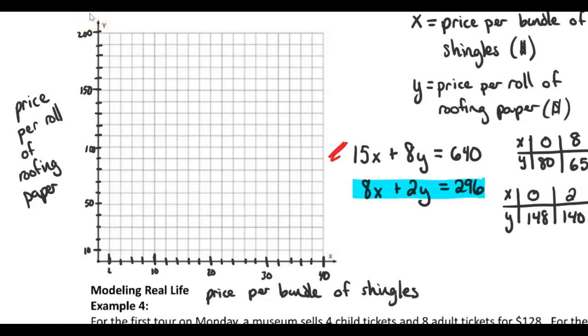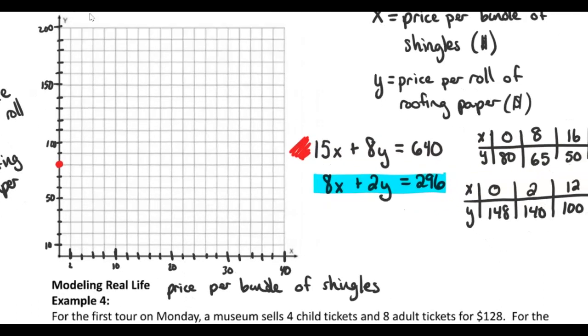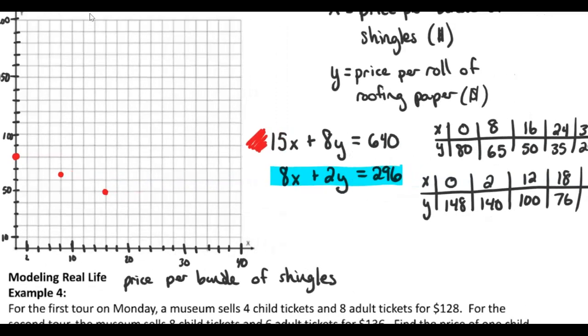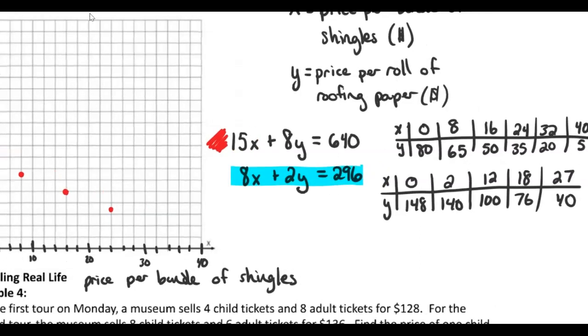So this first equation I'm going to do in red. All right, so it said 0, 80. That's right here. And then it said 8 was at 65. Okay, 8 and up 65 would be right in between 60 and 70. 16 was up to 50. All right, 24 was at 35, so right between 30 and 40. And 32 was at 20, and 40 was at 5.